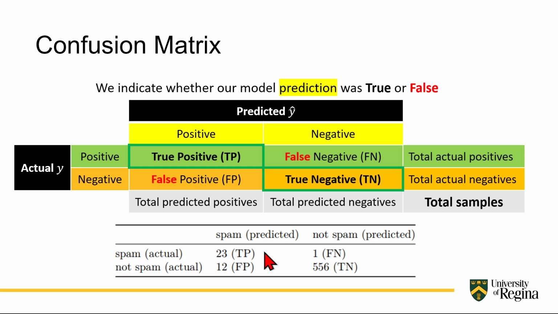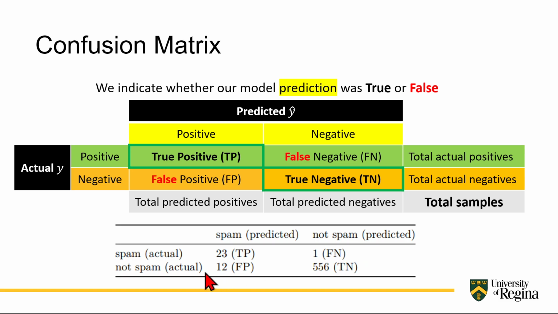In a perfect model, the true positives and true negatives should contain the majority of the cases, and there should be the total number of predicted cases. So here we could see that out of maybe 24 actual spams, 23 were predicted as spam, and one of them was predicted as not a spam, which is a false negative.